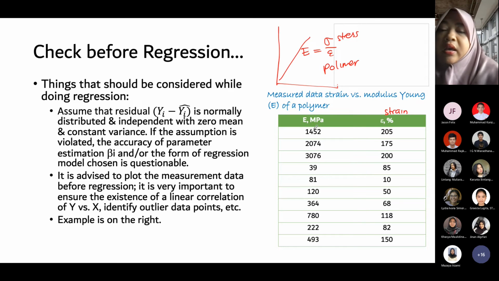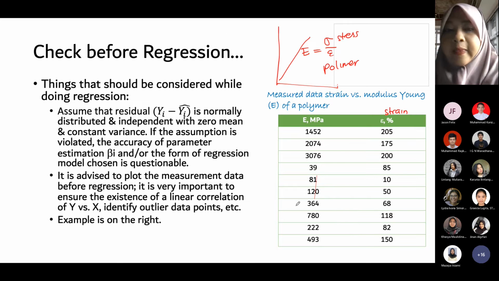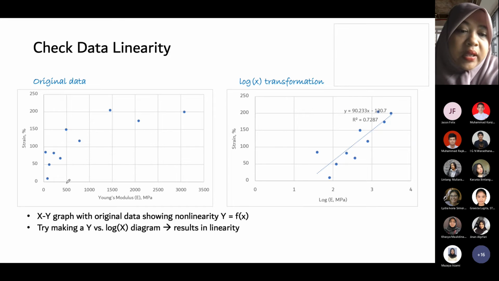In polymers they have different Young's modulus and also different strain rate, and different strain percentage. So here is the data. They plot, if this is the strain and this is the Young's modulus, and then plot that. So if this is the Young's modulus, then this is going to be the strain.